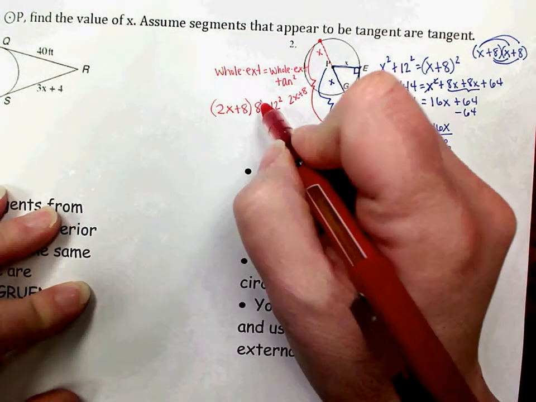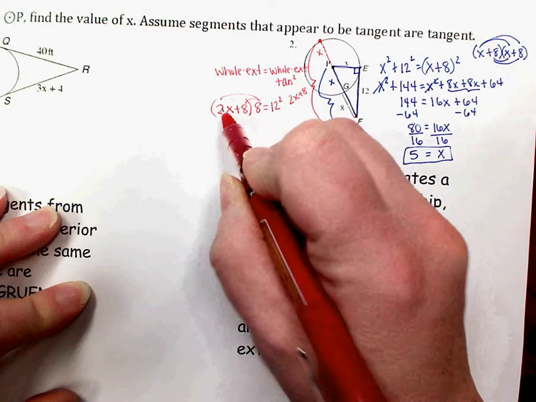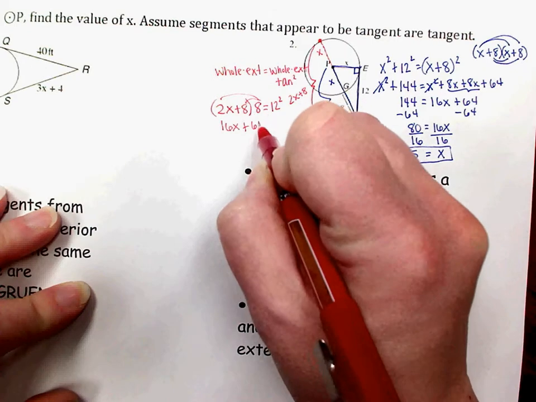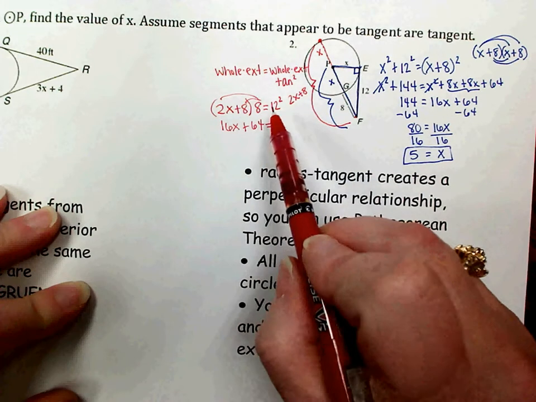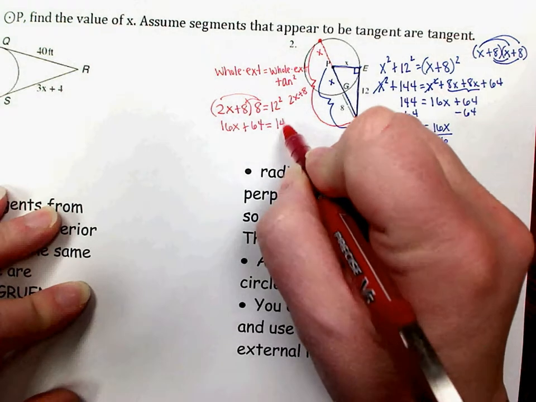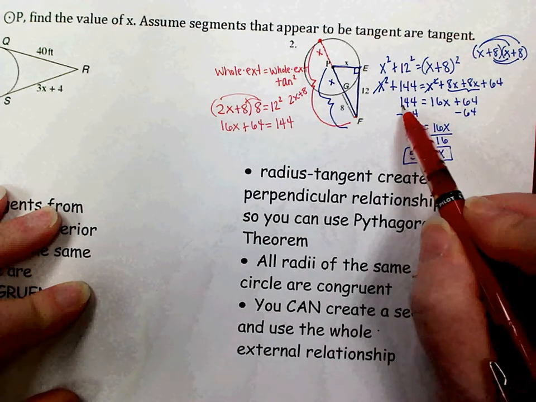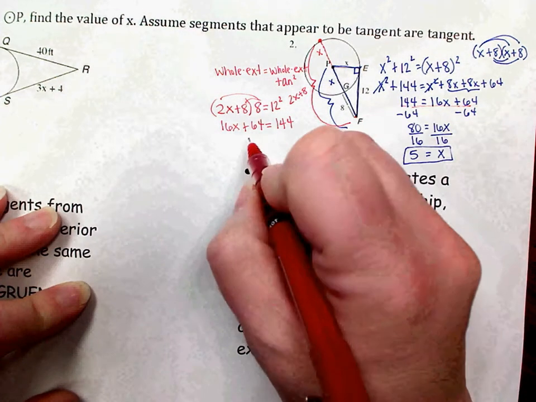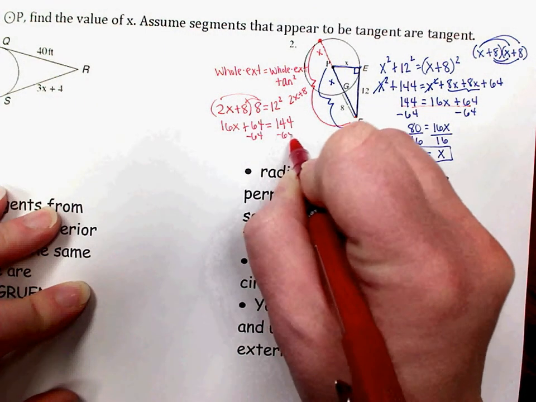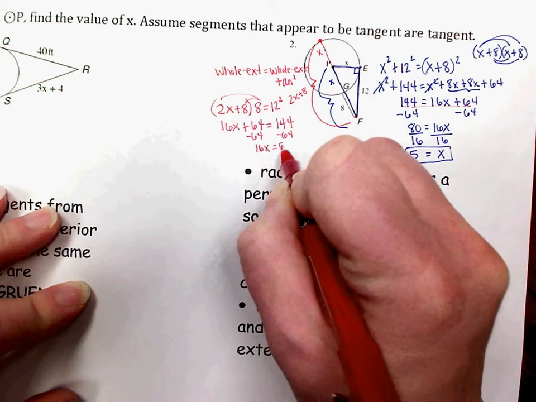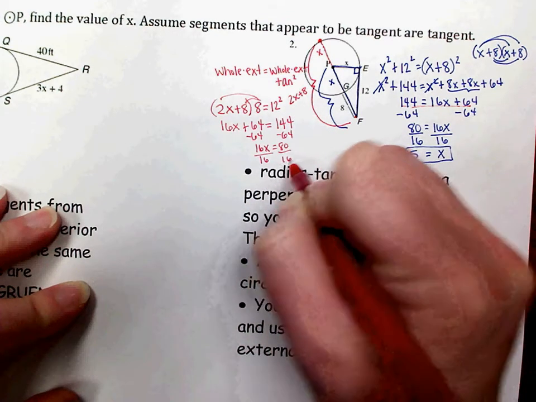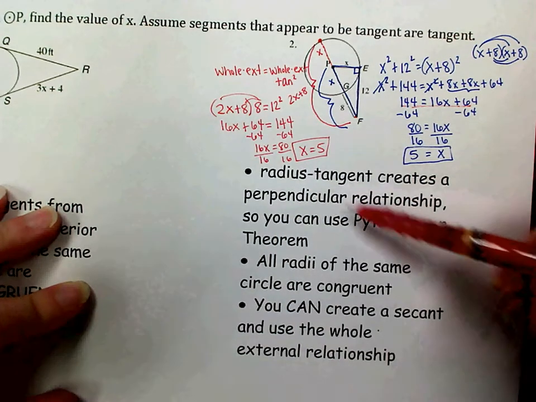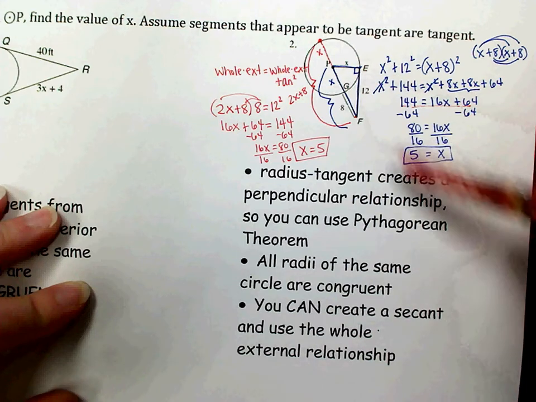So when I distribute the 8, 8 times 2x is 16x, plus 8 times 8 is 64, equals the 12 times 12, which is 144. So if you'll see, we have the same exact equation here that we did over here now. So again, subtracting 64 from both sides, we get 16x equals 80, and dividing both sides by 16 gives us x equals 5.